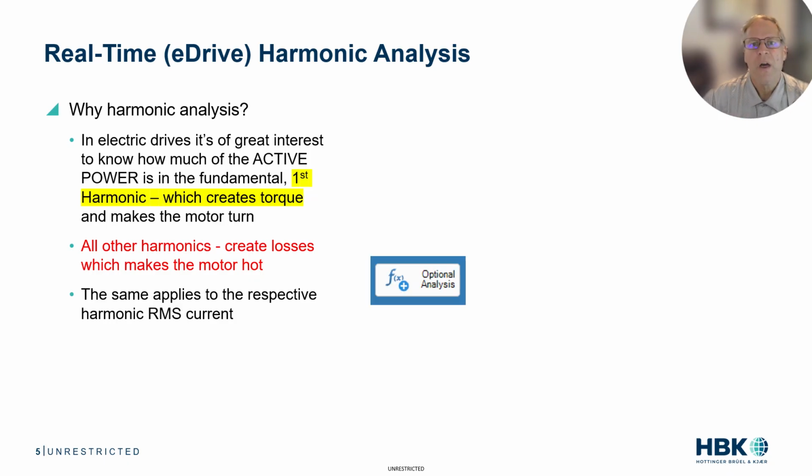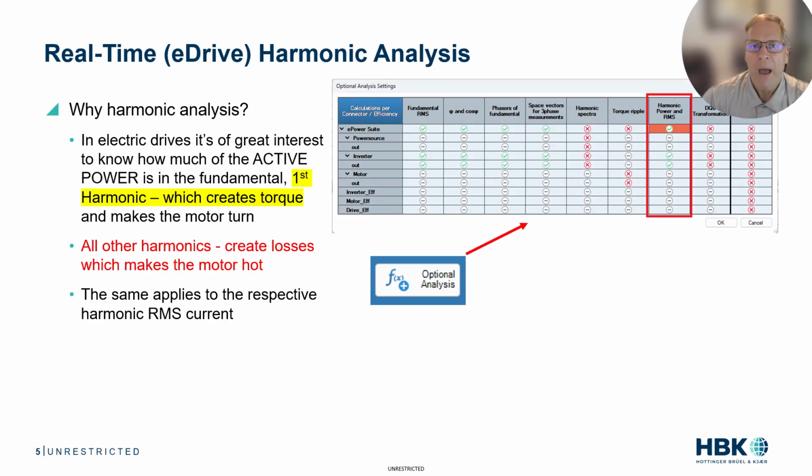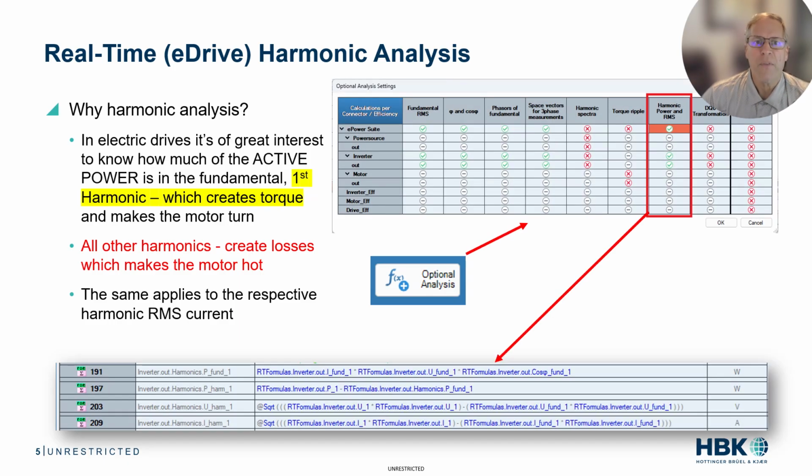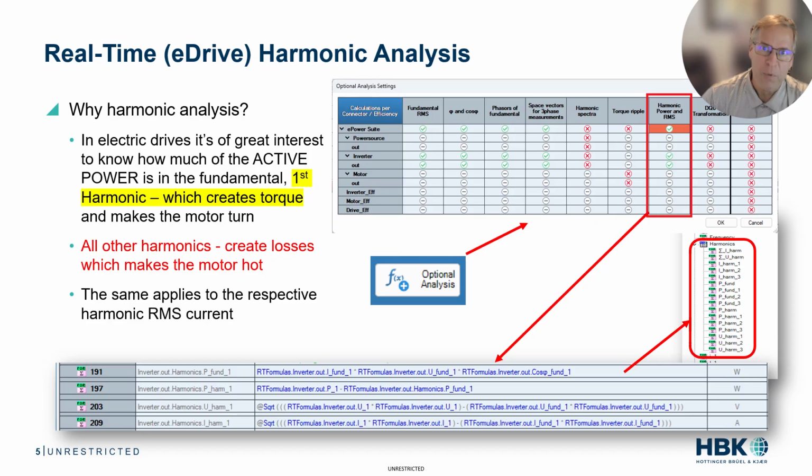To enable this function, you can click on the Optional Analysis button on the main eDrive suite control panel, and then select Harmonic Power and RMS to enable the function. Here you can see an example of the automatically created real-time formulas for phase 1, with the calculated results made available in the Data Sources window.